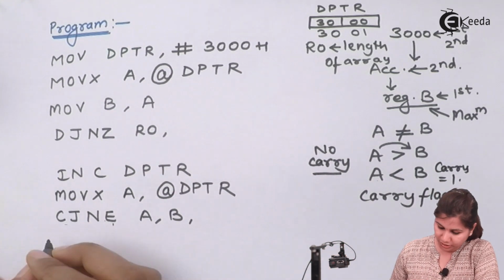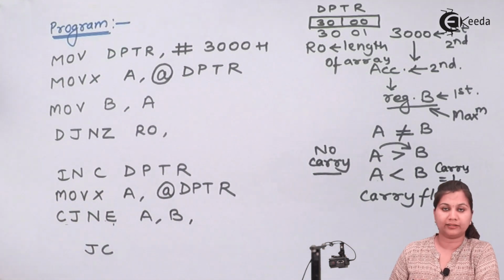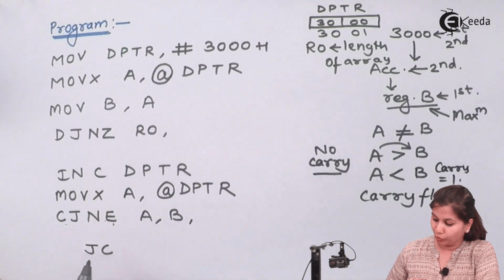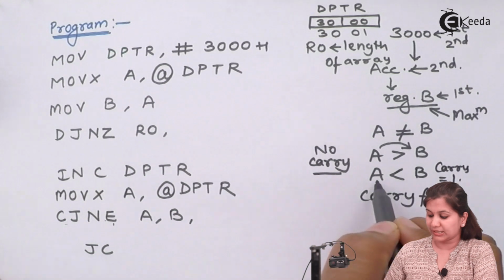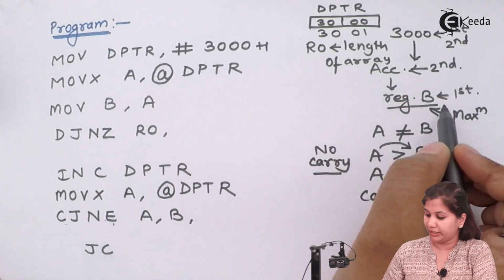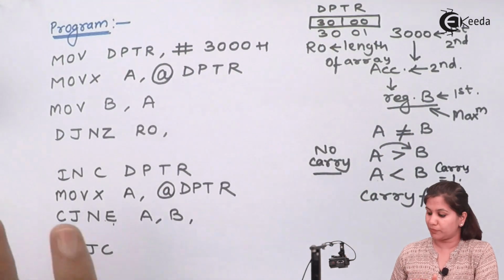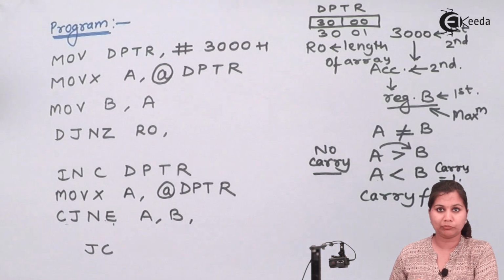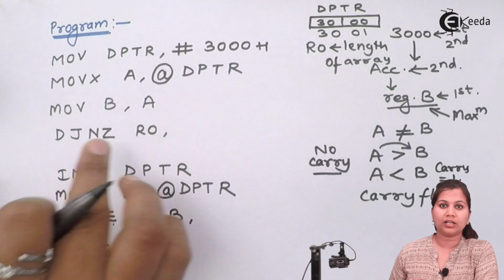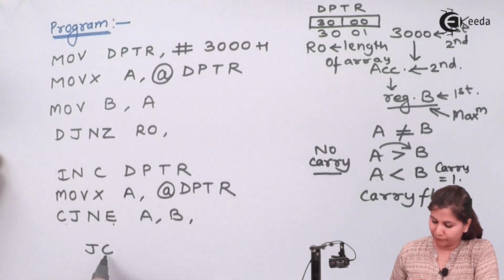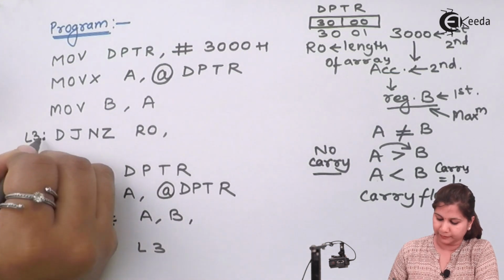So the next instruction is the jump on carry instruction. What we have to do when carry is generated, meaning B is greater than A? In B we already have our maximum number. So there is no need to do an exchange, because in register B we want our maximum number only. Next we have to decrement the counter and repeat the process. So jump on carry to L3, and L3 is written here.